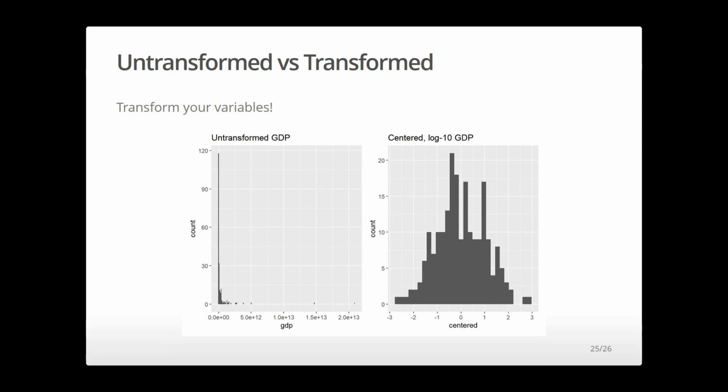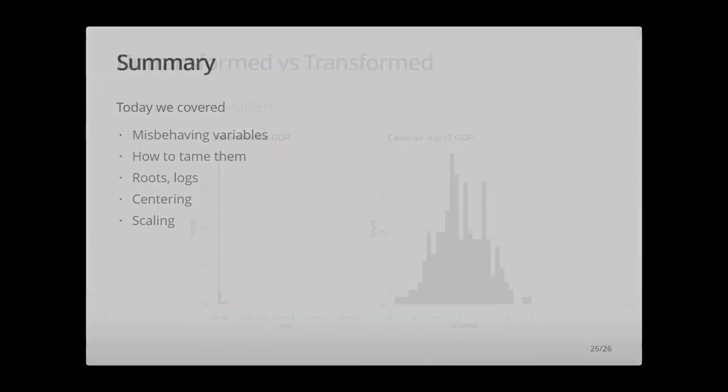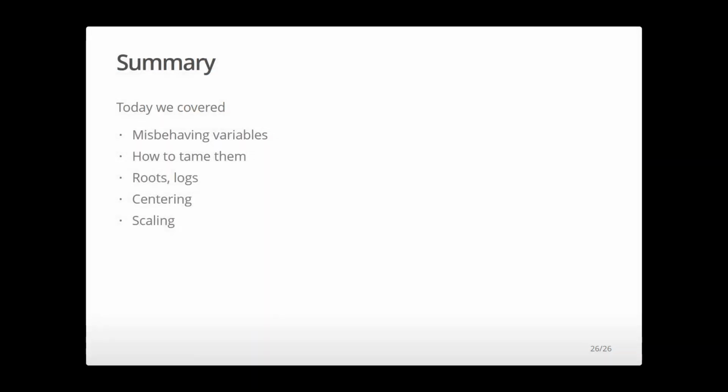In the next module, as we move into covariance and correlation, these skills will become particularly important. Your ability to interpret covariance in the units supplied will serve you really well as we start to round out the class and get into linear regression. So let's summarize before wrapping up. Today, we discussed misbehaving variables and how to tame them. We talked about roots, logs, centering, and scaling, as well as the importance of interpretation.